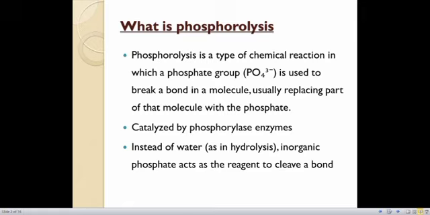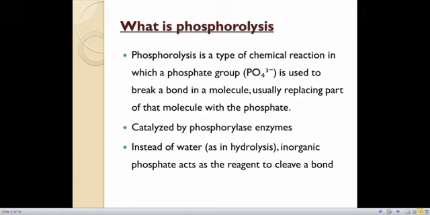molecule. Okay, this is a chemical reaction in which an inorganic phosphate is added to a molecule, and that phosphate can act as reagent to cleave a bond in that molecule. This reaction is catalyzed by a different type of enzymes called phosphorylase enzyme.